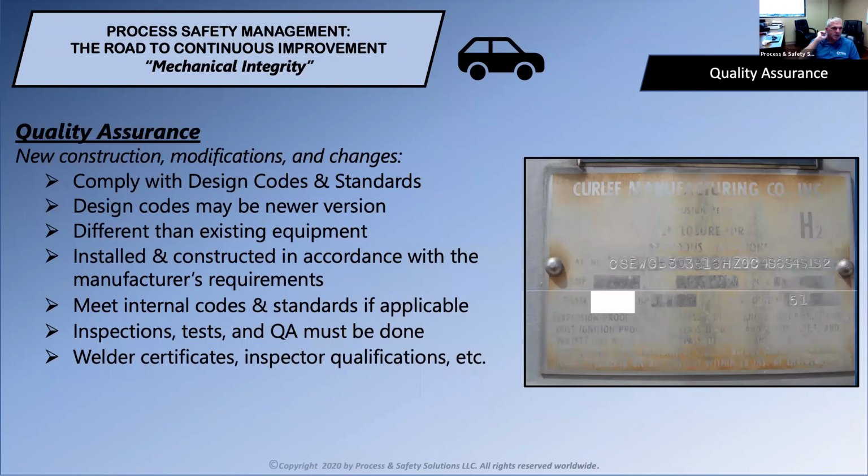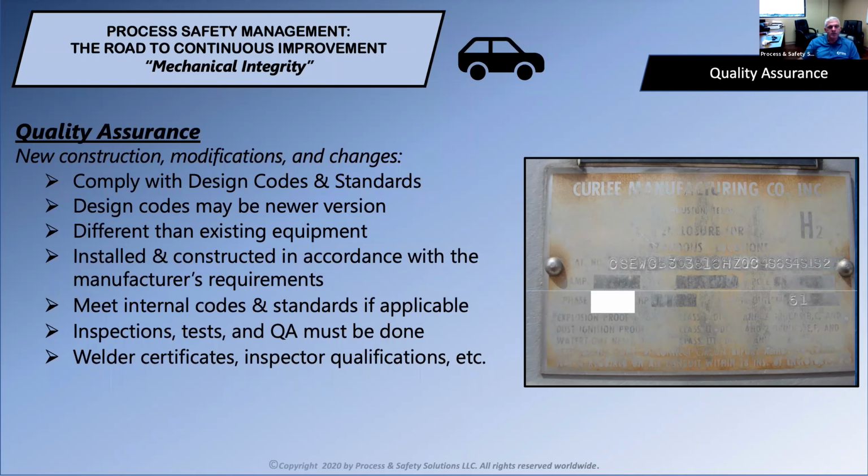So the next thing is really new construction, and we need to make sure that those modifications and changes comply with good engineering practices, codes and standards, and you really define what that code and standard is. Design and codes may be the newer versions, they may be older versions, and they're different for existing equipment. Making sure that they're installed and constructed in accordance with the manufacturer's requirements, and they meet all your internal codes and standards if applicable as well.